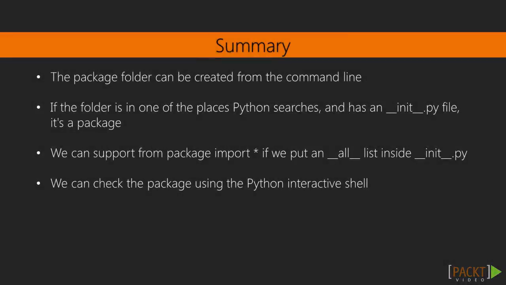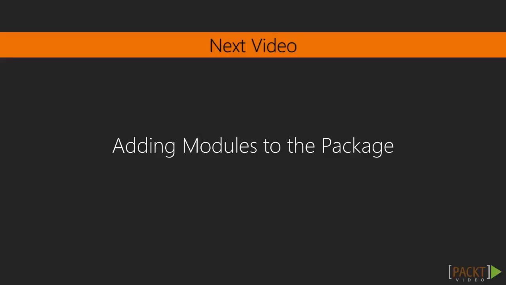So the package folder can be created from the command line or from whatever graphical interface you find most comfortable. If the folder is in one of the places Python searches and has an underbarred __init__.py file, it's a package. We can support from package import star if we put a double underbar __all__ list inside of the __init__.py file. And we can check that the package is valid by using the Python interactive shell to try importing it. And then we'll move on to how to add source code modules to a package in the next video.